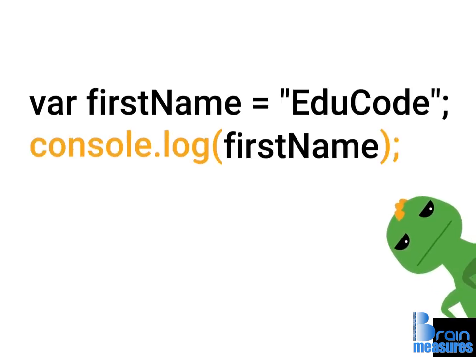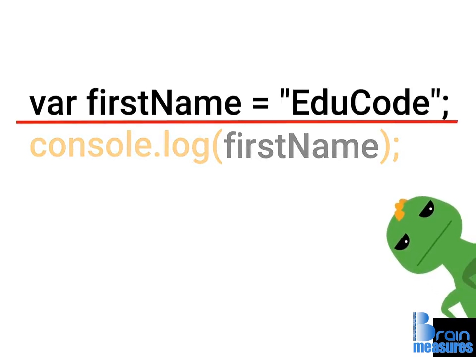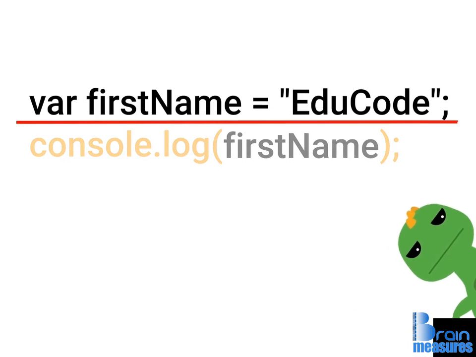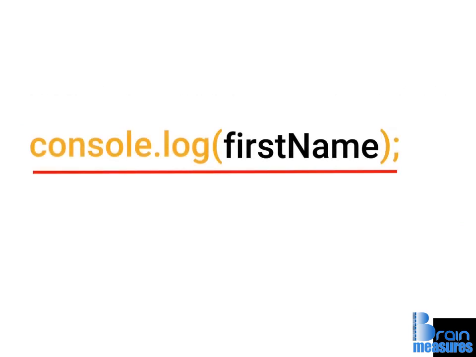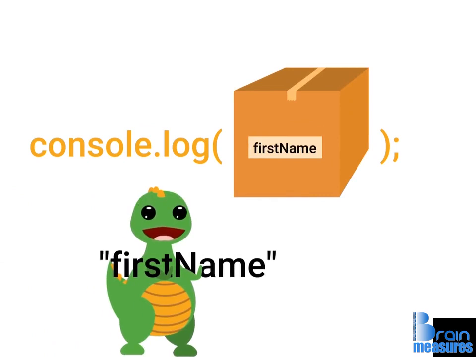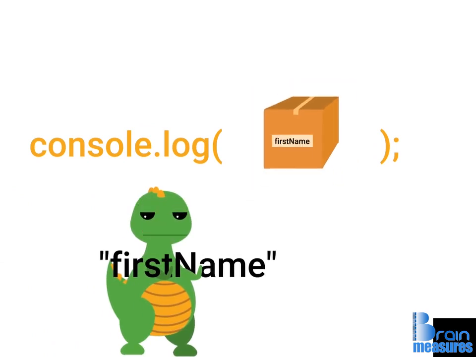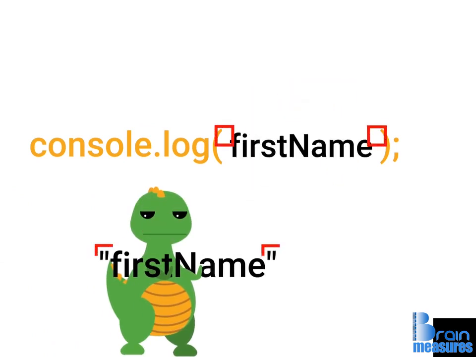This is what it'll look like in our code. The first line should look familiar to you. Here, we're simply creating the variable first name. The next line is where things get interesting. The program will notice that the parameter of the console.log instruction is a variable, not text. This is because first name in the parameters has no quotation marks.